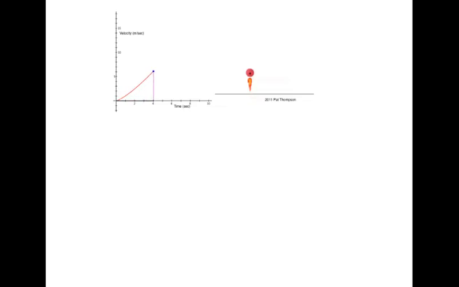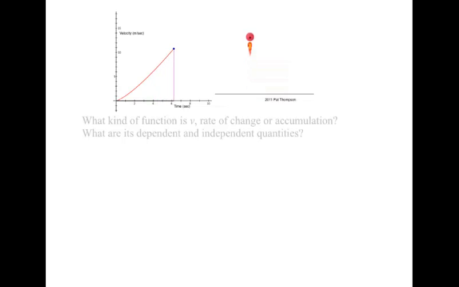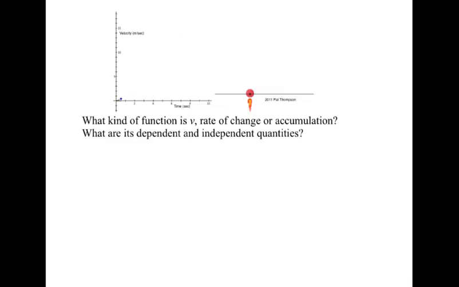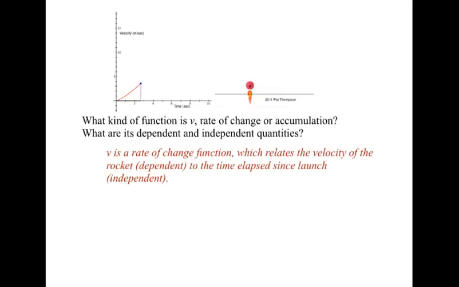Okay, so what was this? What did we say this graph was? Rate of change or accumulation? This is a velocity graph. Okay? It's a rate of change function. It relates the velocity of the rocket to time elapsed since launch. We saw that before, okay? This is a rate of change function. So how do we get values of velocity? How do we get values of rate of change from this function? We zoom in, we do dy over dx, right?